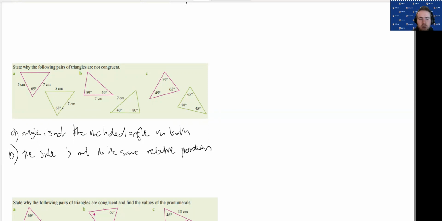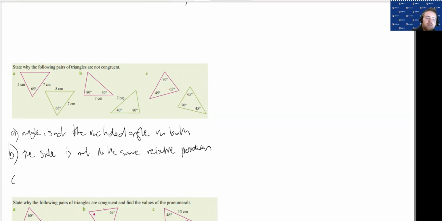Now we should add, it is possible that these are congruent triangles. We just don't know enough information. Okay, if the other side was also 7 centimeters, then potentially that could still be congruent, but we just don't know.